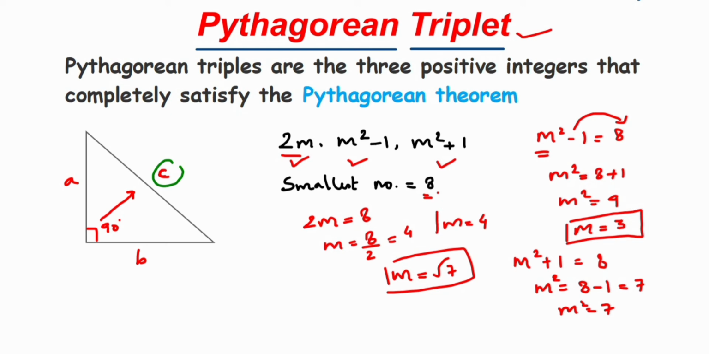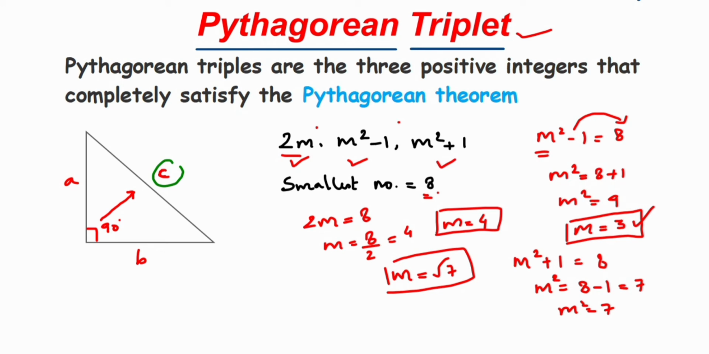So m is equal to 4. What I want to conclude from here is, if I take m equal to 3, obviously my other two numbers will be different. If I take m equal to 4, my other two values will be different. So what I want to say here is, the Pythagorean triplets that we find using this formula 2m, m square minus 1, m square plus 1 are not all the same. We can have other values also. It is not necessary that there is only one possible way or only one type of triplet we will get. No, we can get other triplets also.